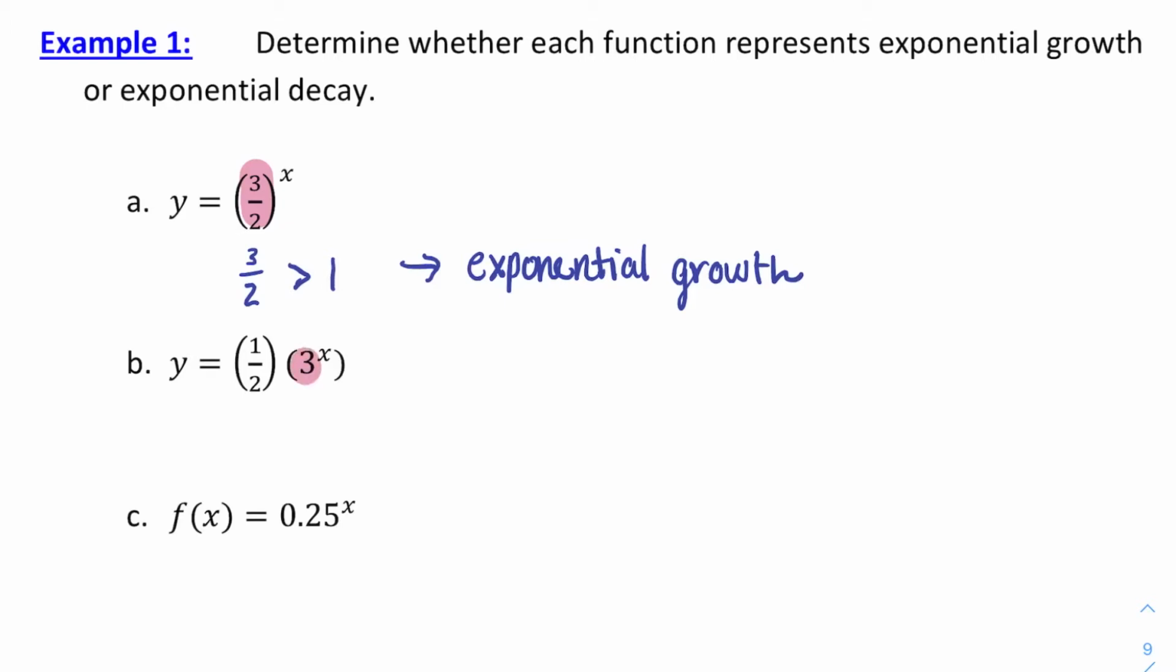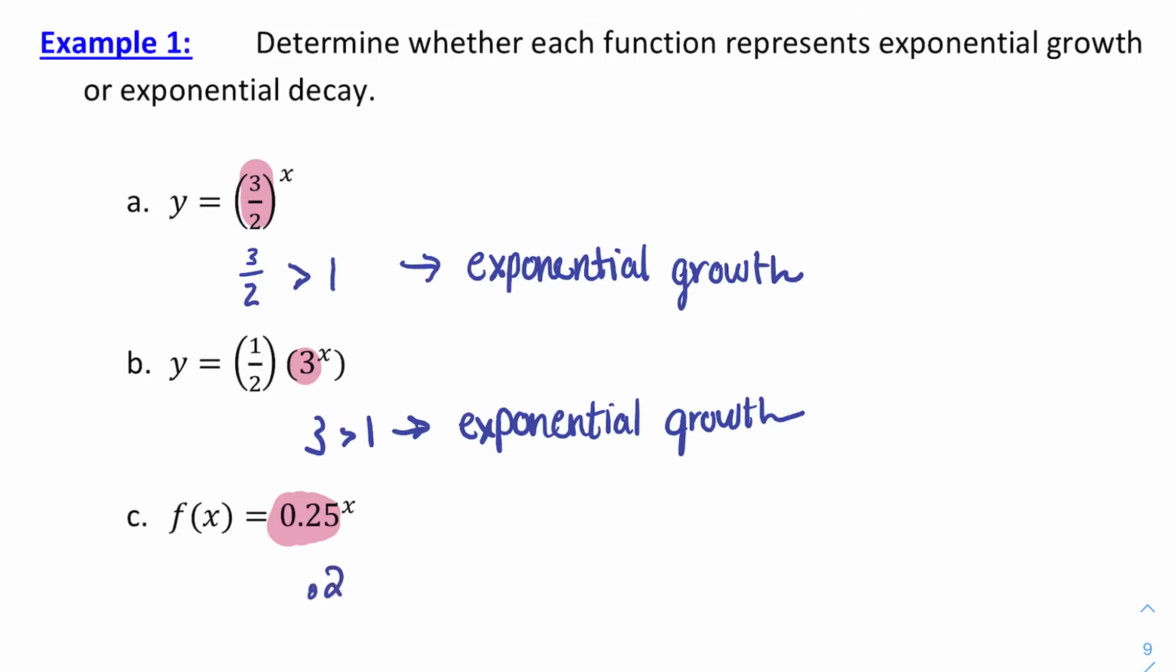If you look at B, make sure you're looking at what's being raised to the exponent, not the 1/2 out in front. If I raise 3 to larger and larger powers, it's going to get bigger and bigger in value. So this one's exponential growth too. Anytime you have a value greater than 1 raised to your exponent, it's growing. If you look at C, that's 0.25 or 1/4, which is less than 1, which means this one is going to be exponential decay. Things are going to get smaller as you increase your exponent.